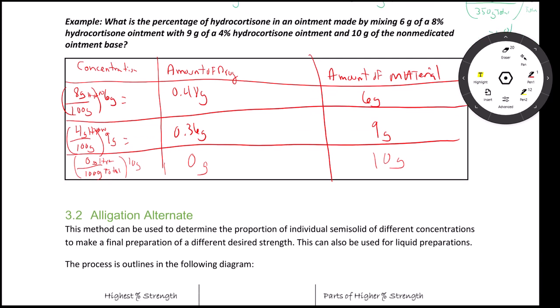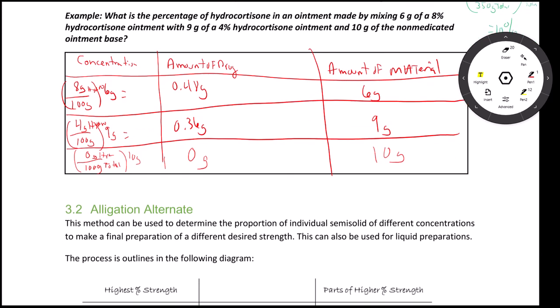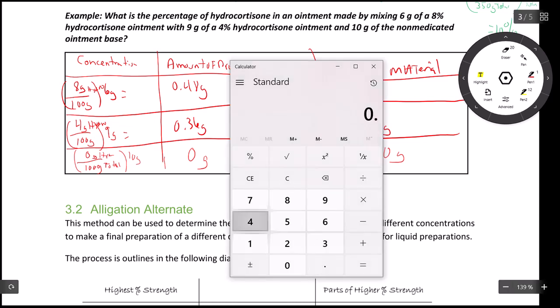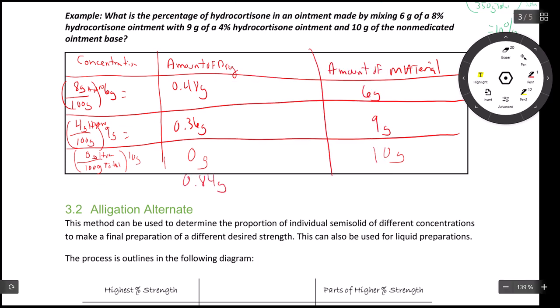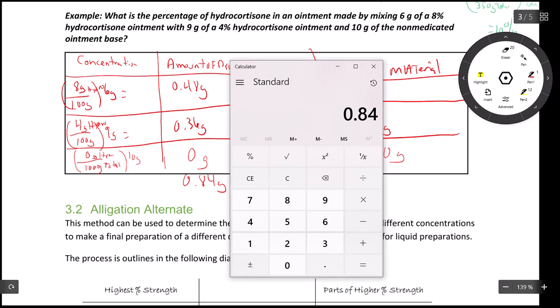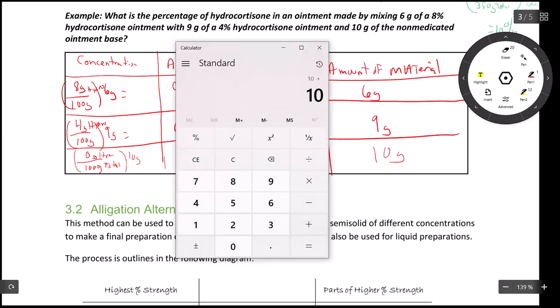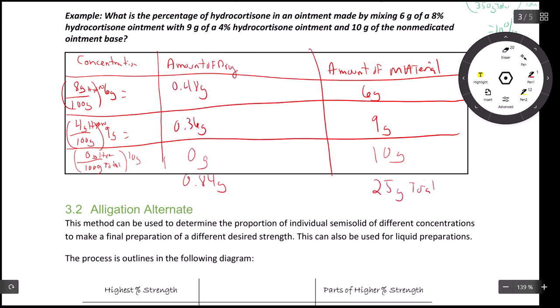So let's add up our columns. If we take the first column, 0.48 plus 0.36, we get 0.84. So that's 0.84 grams. Our last column is 10 grams of non-medicated plus 9 plus 6, right? We get 25 over here. So this is the amount of total material. This is the amount of drug, hydrocortisone.